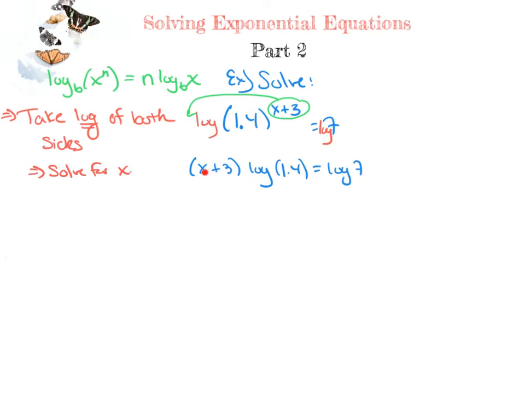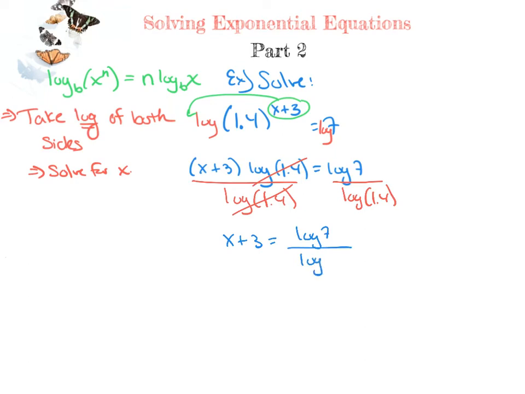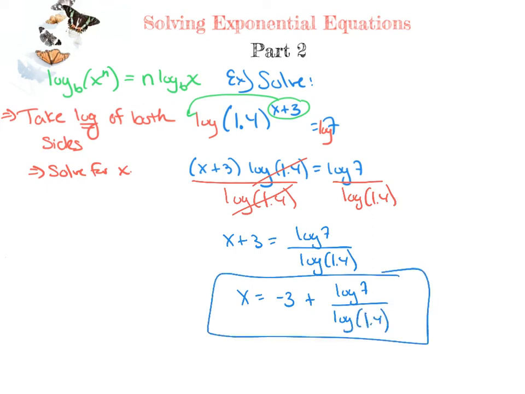Fortunately, in this problem, I only have x on this one part, I don't have any x's over here, so now I'm going to divide both sides by the log of 1.4. So that those cancel. That leaves me x plus 3 equals log 7 divided by log of 1.4. And then finally, subtract 3 from both sides: negative 3 plus log of 7 over log of 1.4.